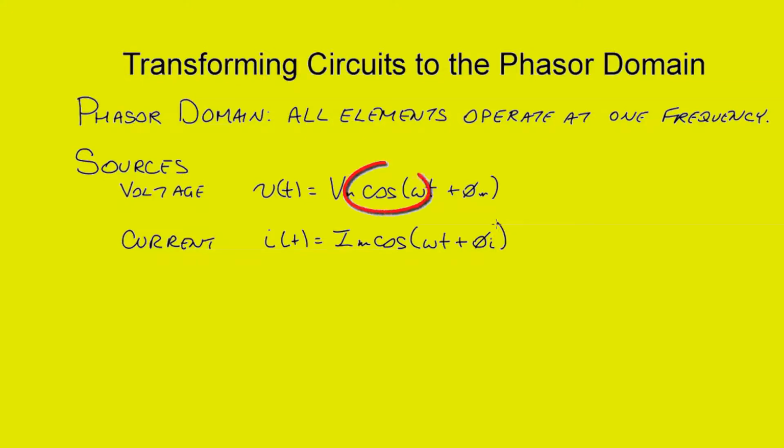Notice that both are expressed in the cosine form, and if they're not, we must first shift them to the cosine form. Then we recognize right away that if we want to transform each of these into the phasor domain, we simply take the amplitude and that becomes the magnitude of our signal, and we take the phase and that becomes the angle of our signal. And that's all we need to know to transform sources, which makes them relatively easy.